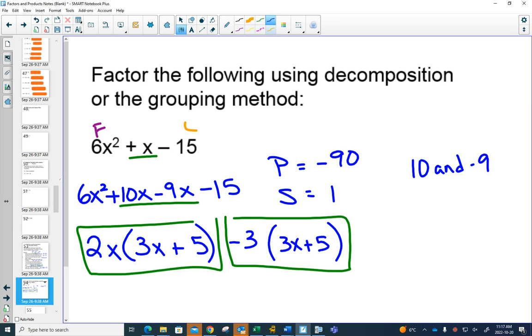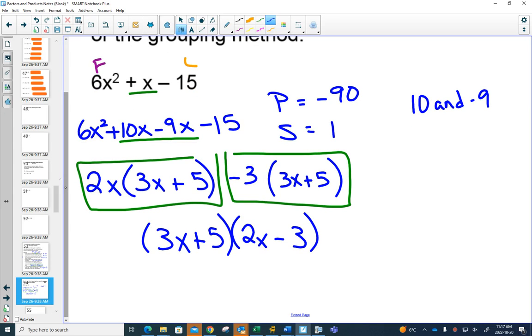Is there something in common in those two? Yes, there's a 3x plus 5. So that means if I pull out the 3x plus 5 as a common factor, what's left in the first green box? 2x. What's left in the second one? And you should now check: do the first ones work out? Do they give me 6x squared? Do the last ones work? Do they give me minus 15? Do the outside and the inside give me plus 1? So even if you're using the grouping method, you still should FOIL when you're done to check.